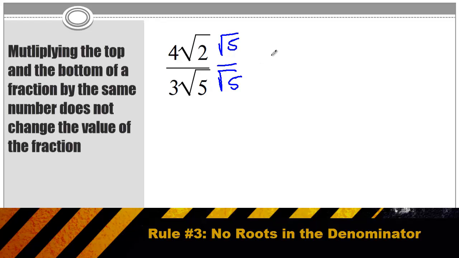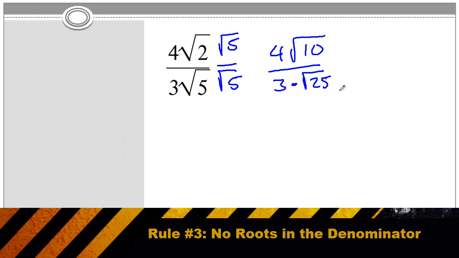So then the top becomes 4 times the square root of 10, and the bottom becomes 3 times the square root of 25. And since 25 is a perfect square, I could rewrite the bottom as 3 times 5. So my final fraction is 4 root 10 over 15.